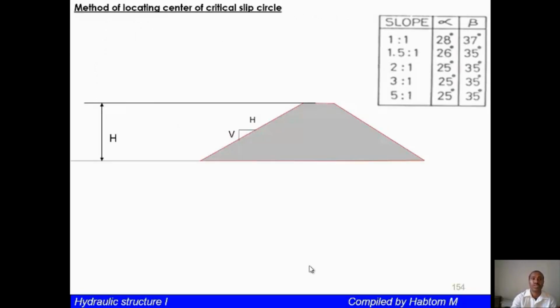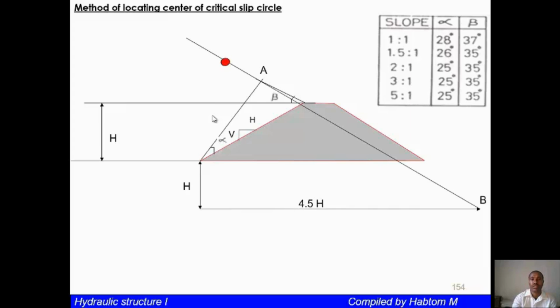Okay, so this is just the method of locating the center of the critical slip circle. So you have a slope, for example. If you have an upstream slope, then you draw a line. So how do you locate the center of the critical slip circle? Let us see. You draw like this. So this is the first one, the location of the slip surface.